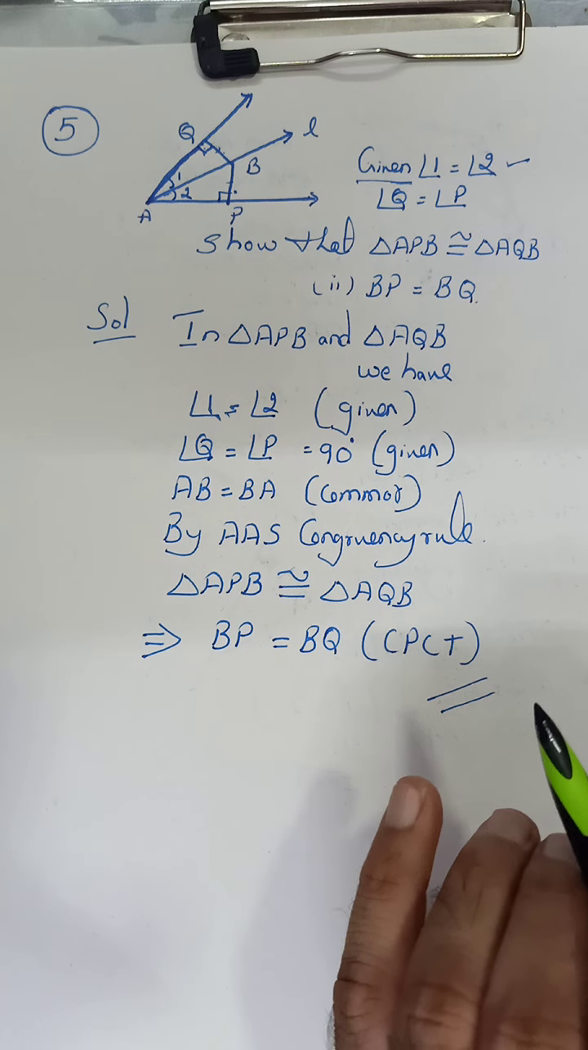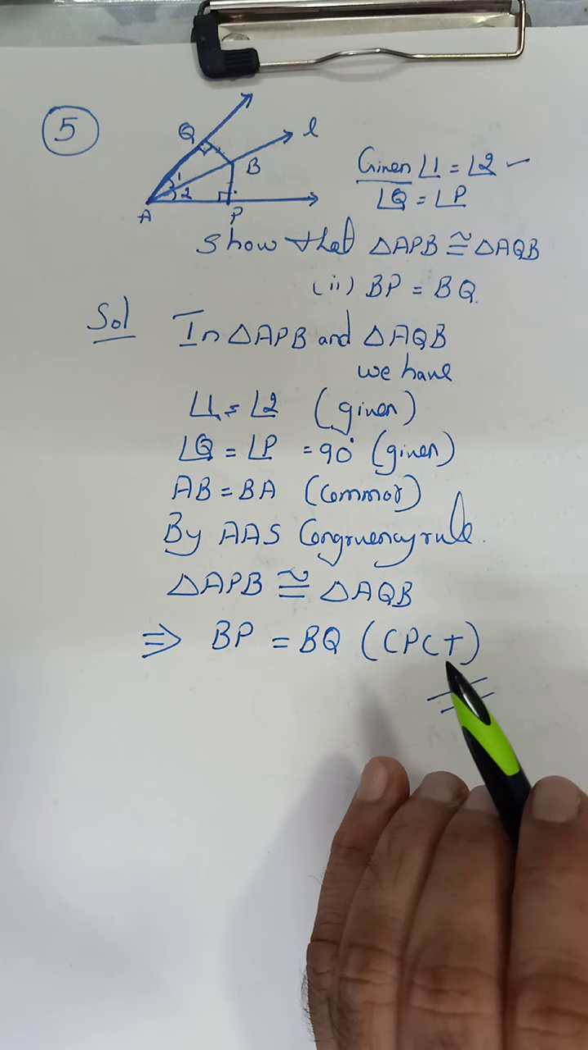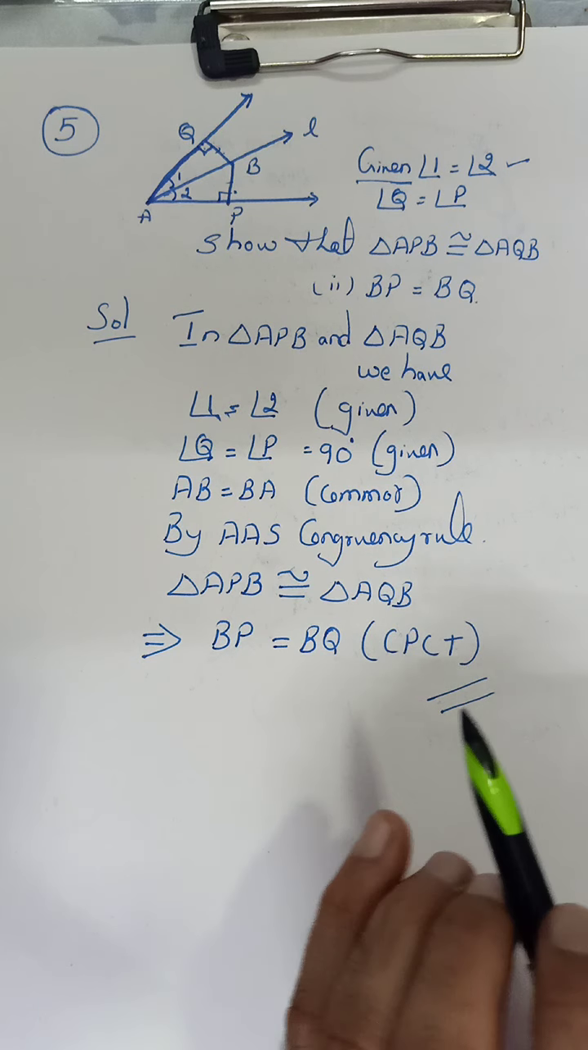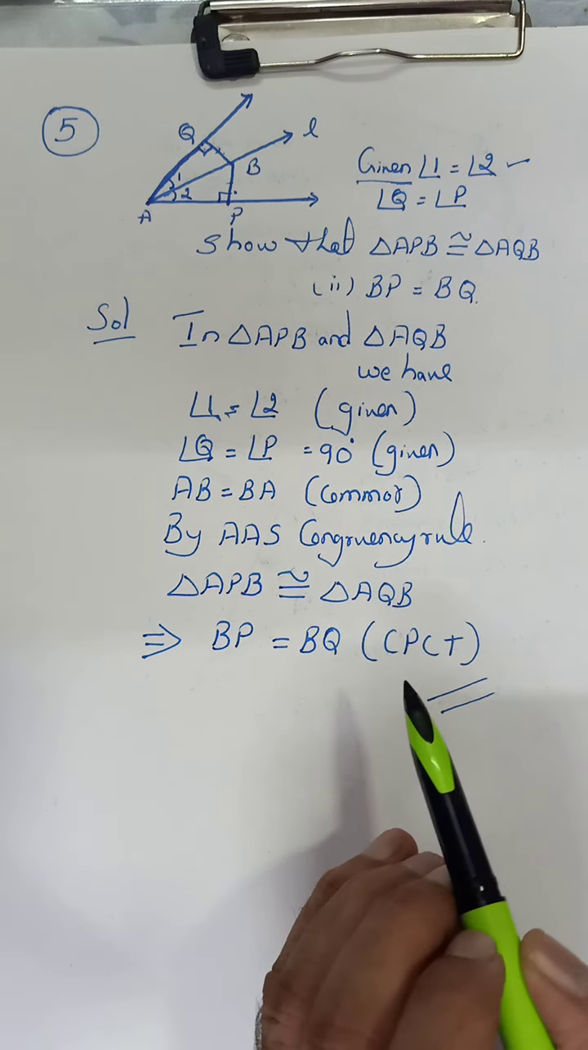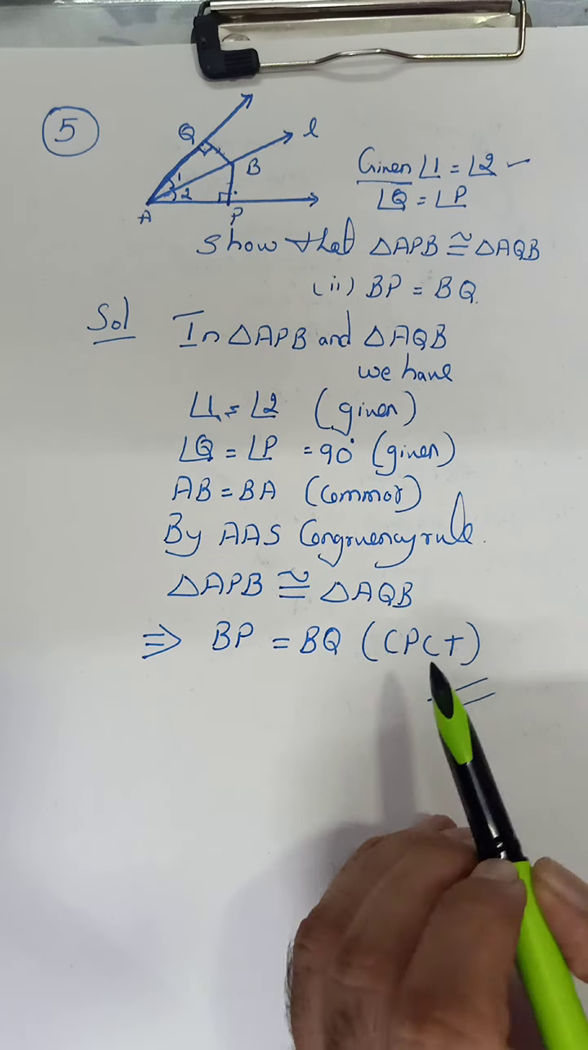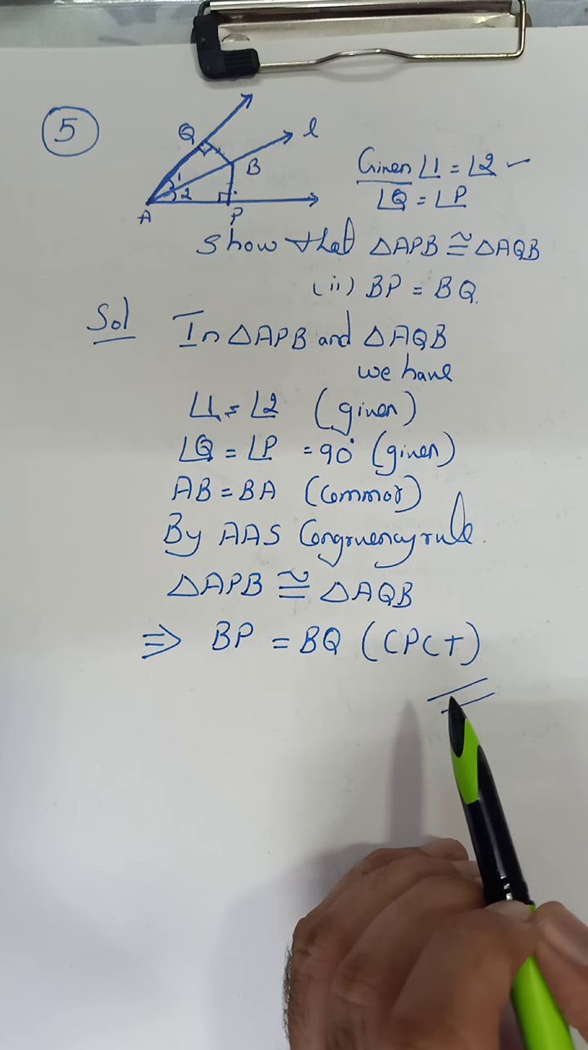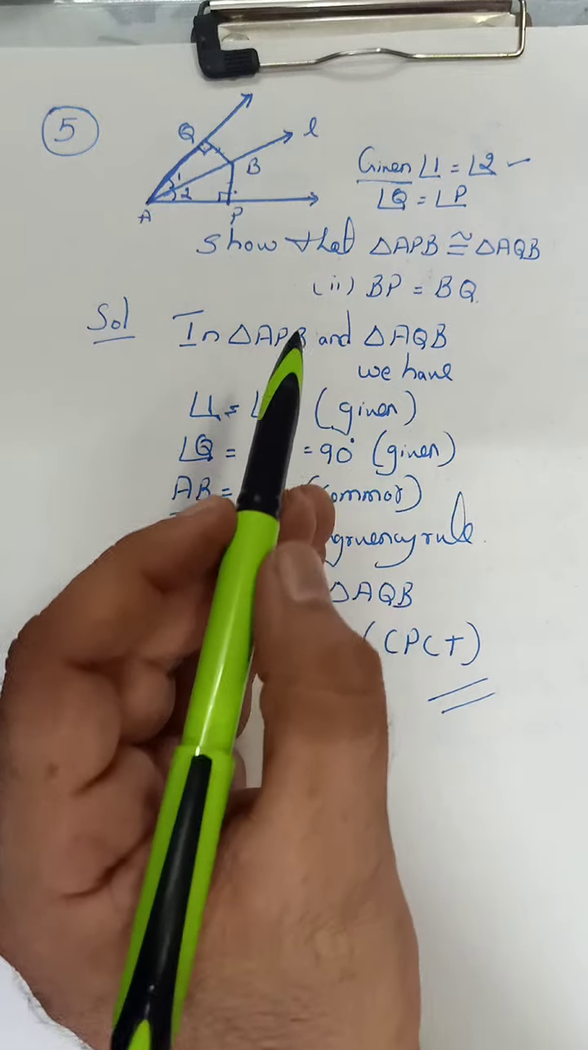two triangles are congruent. So I have told you in the previous video also, please go through the congruency rules again and again, because if you are not thorough with the congruency rule, it's very difficult to solve these questions. Clear? So practice the congruency rule and then start solving this question.